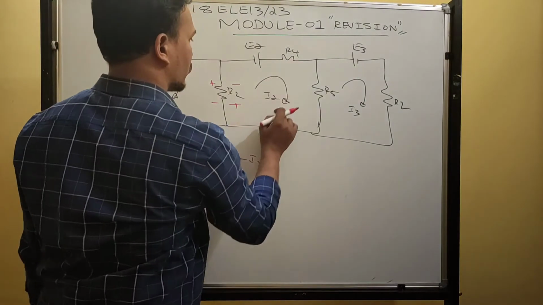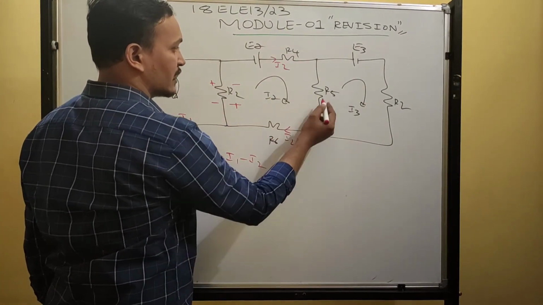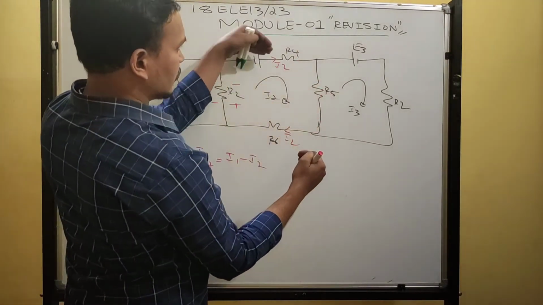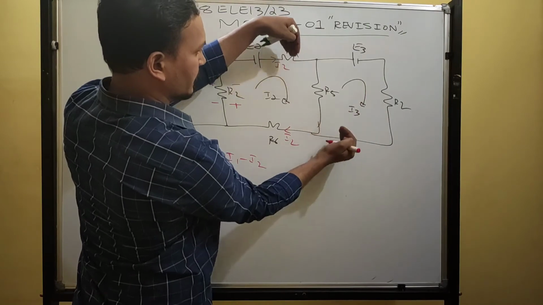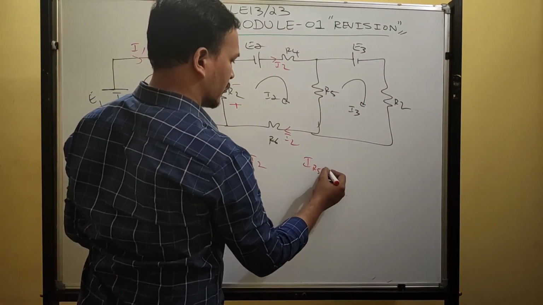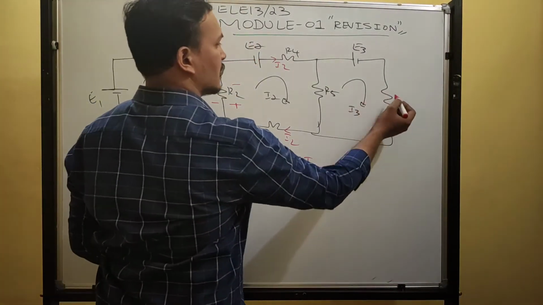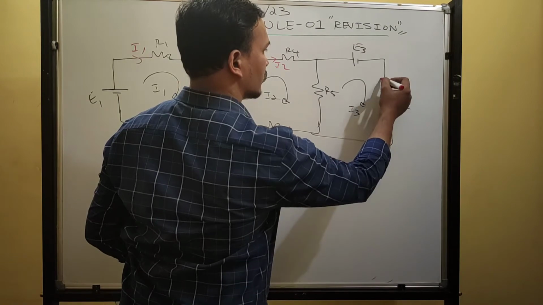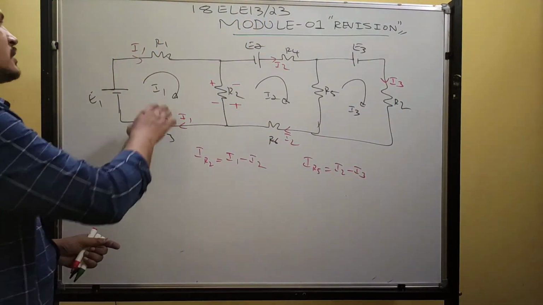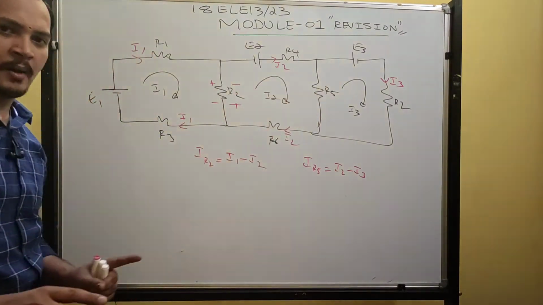What is the current in R4? I2 only. What is the current in R6? I2 only. What is the current in R5? See, this current is coming like this, and this current is going like this. Both are facing opposite to each other. So what is the current in the R5 resistor? I2 minus I3. What is the current in R7 resistor? I3 only. Based on the polarities, you can get 3 simultaneous equations, 3 loops, 3 simultaneous equations.